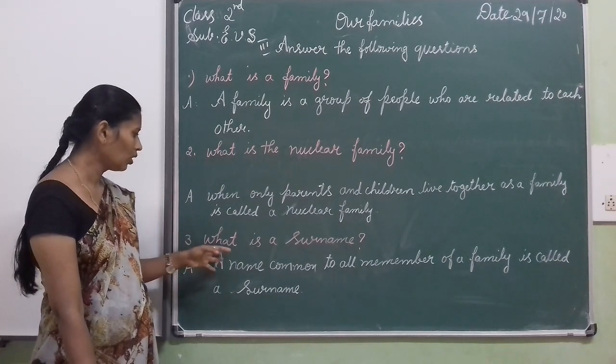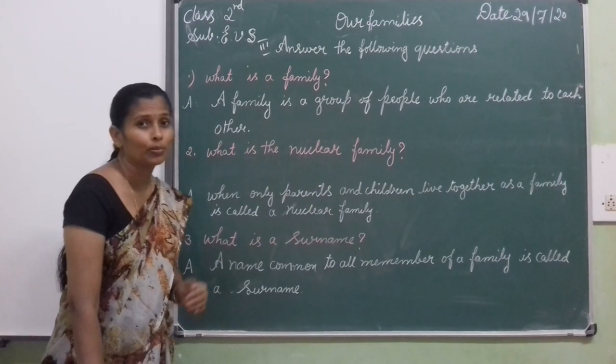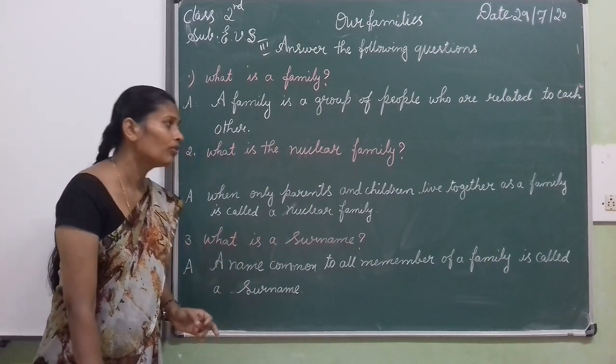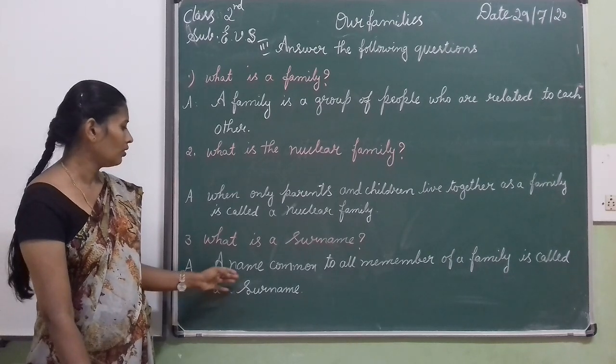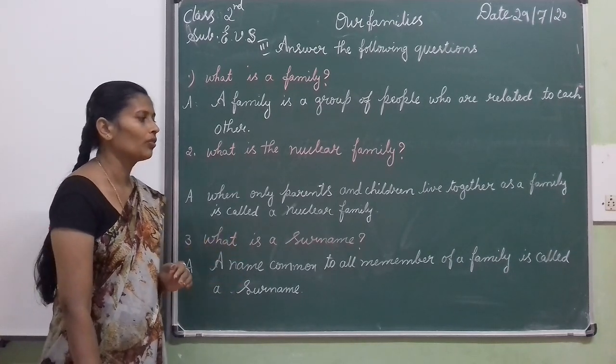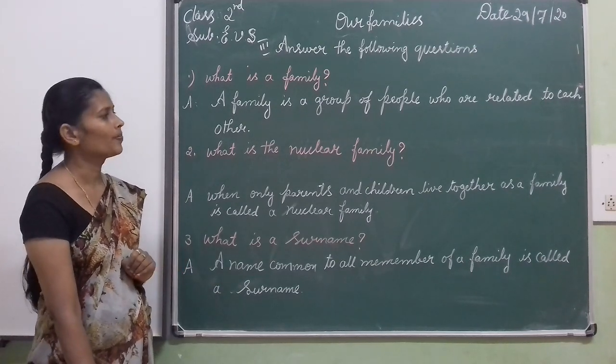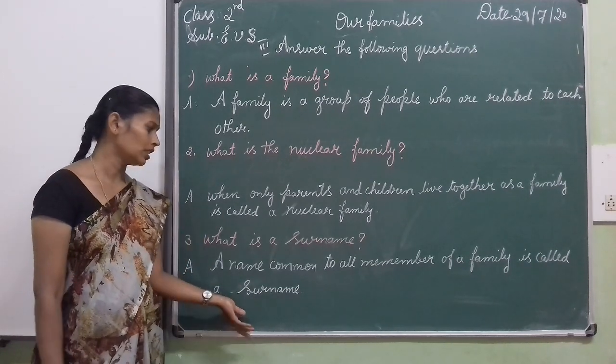Come to third one. What is a surname? A name common to all members of a family is called a surname. Got it? Copy this, children.